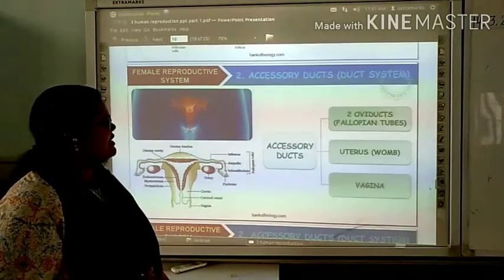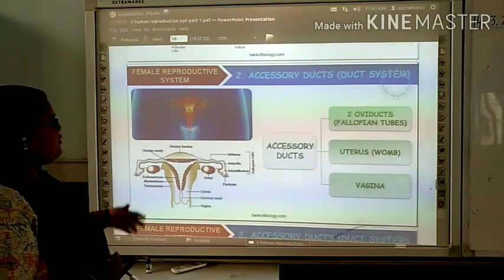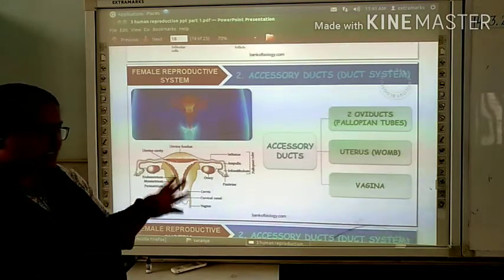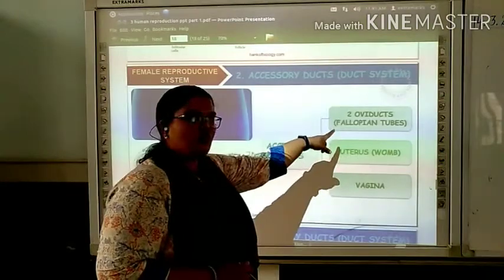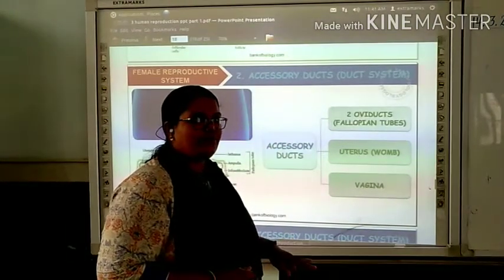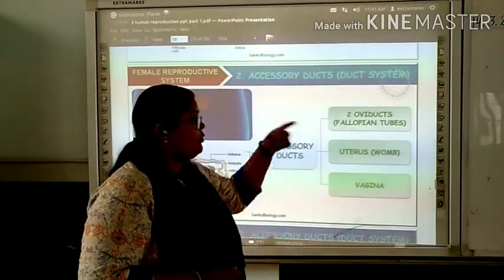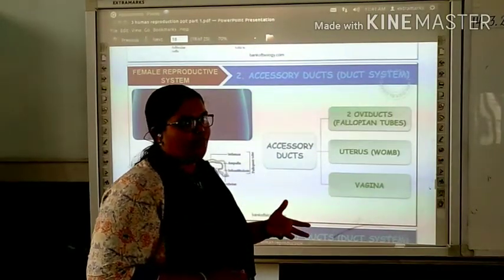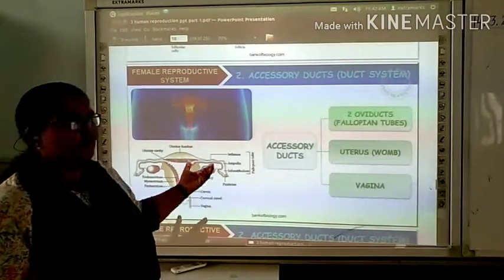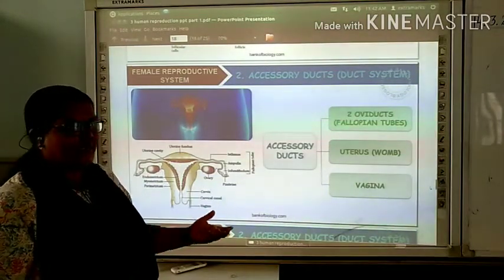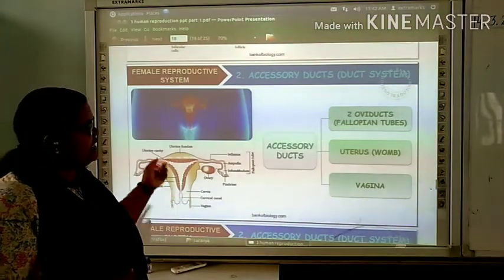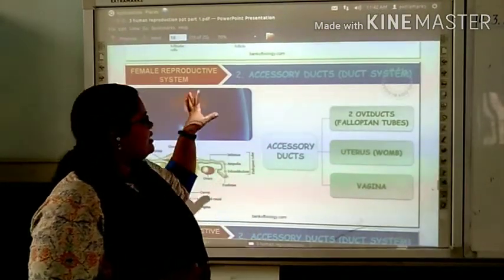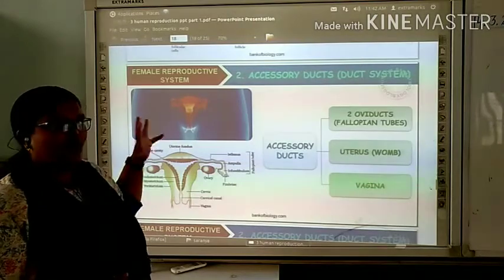Now, what are the accessory ducts, or the duct system, which is supporting the ovaries? Accessory ducts can mainly be divided into three parts. There will be a pair of oviducts, otherwise known as the fallopian tubes. There is the uterus, or the womb, which helps with the implantation and the growth of the fetus. And the last part is called the vagina. So these are all the duct system which is supporting the ovum.